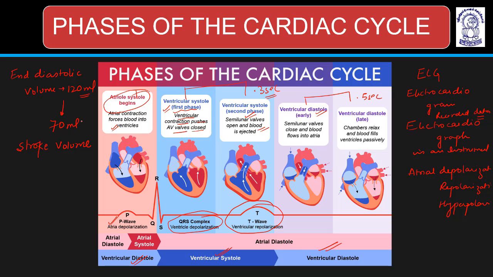The volume of the blood pumped by each ventricle into the aorta in one stroke is known as what? Stroke volume. The remaining volume in each ventricle is now about 50 ml, which is called end systolic volume. Now it further decreases to 50 ml. That is known as what? End systolic volume.